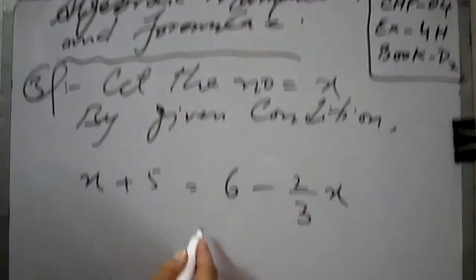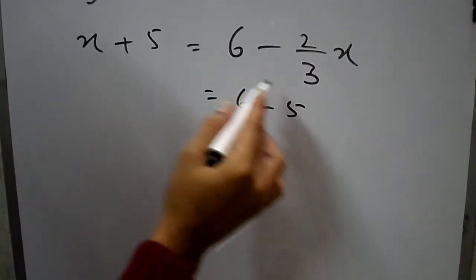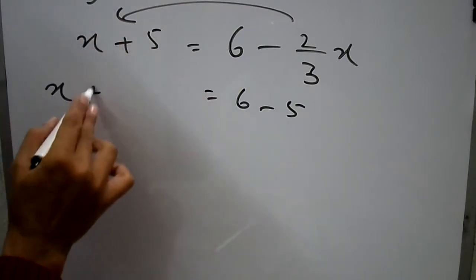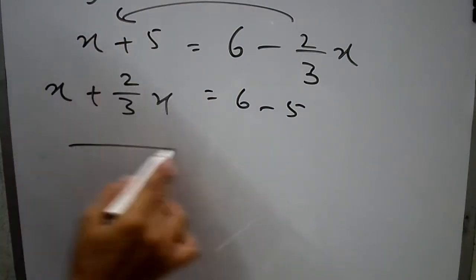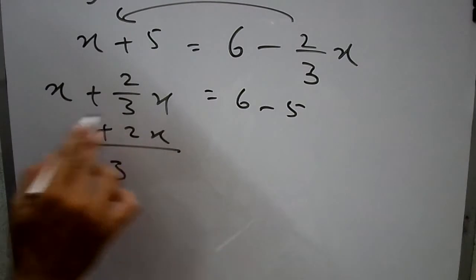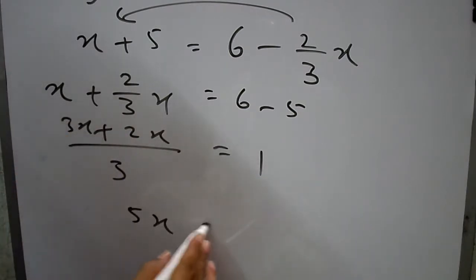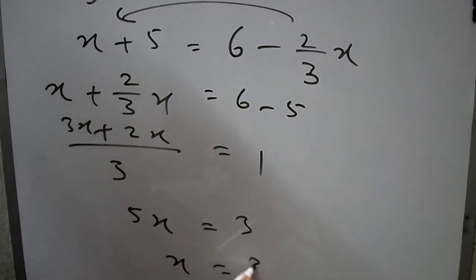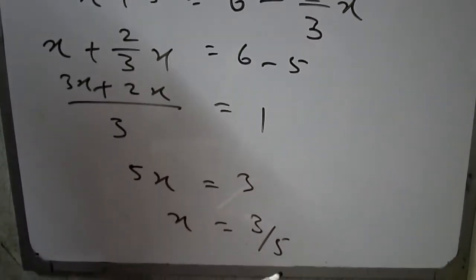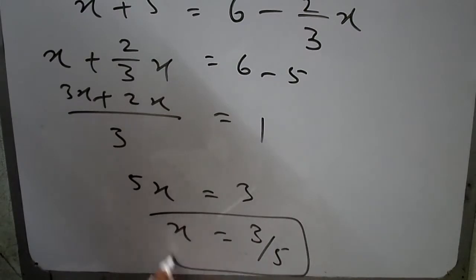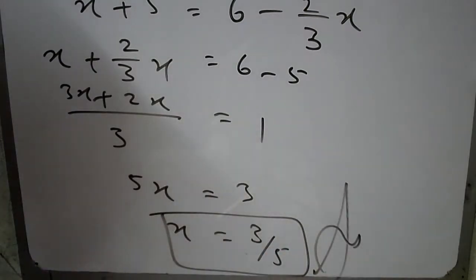Similar terms will be shifted to one side, so you will get x plus 2 by 3x. Taking LCM, 3x is equal to 1. Using cross multiplication you will get 5x is equal to 3. So the value of x is 3 by 5. So that is your result. Now coming to question number 4.